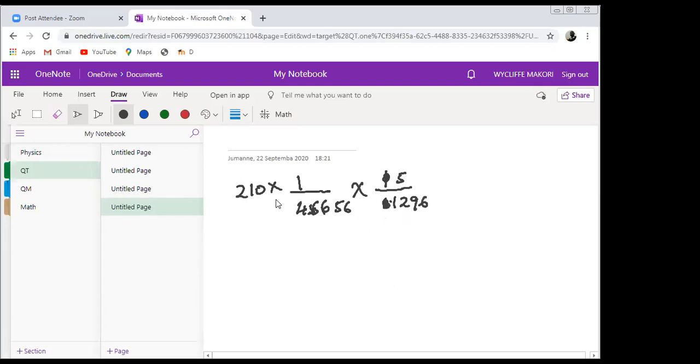I want you now to work out this: 210 times 1 times 5. Remember, this is the same as 5. 210 times 1 times 5. What are you getting? 1050. What about 46,656 times 1296?